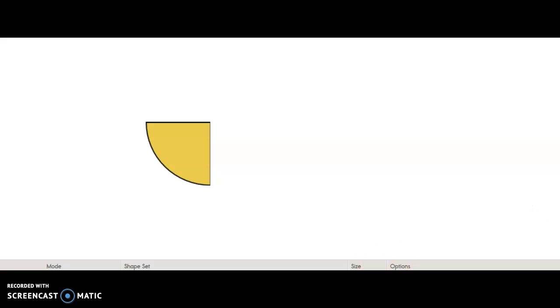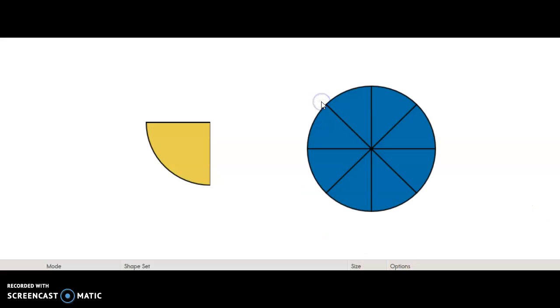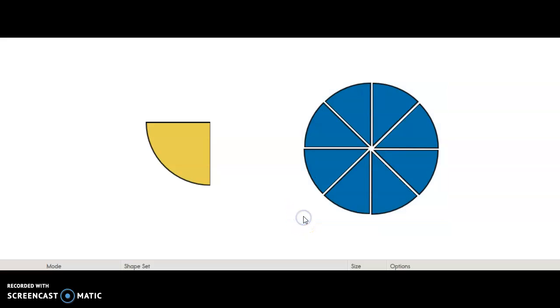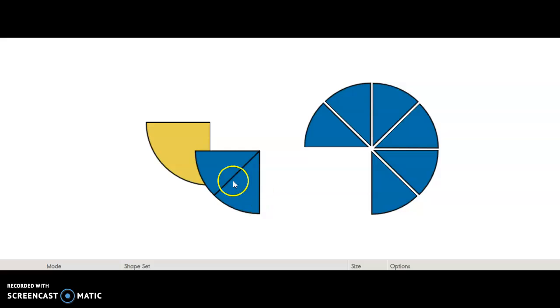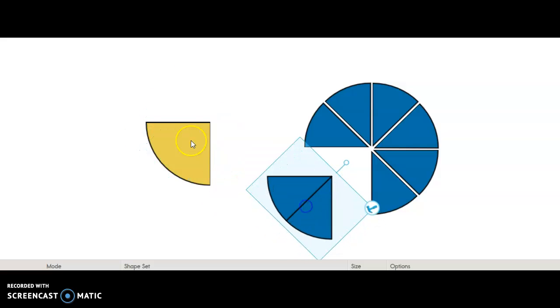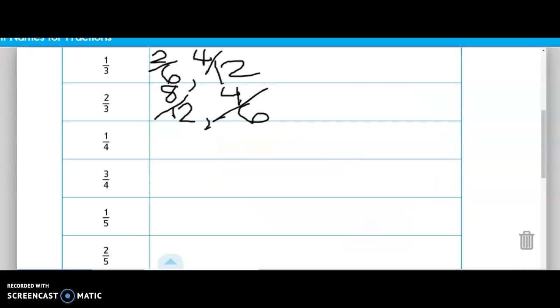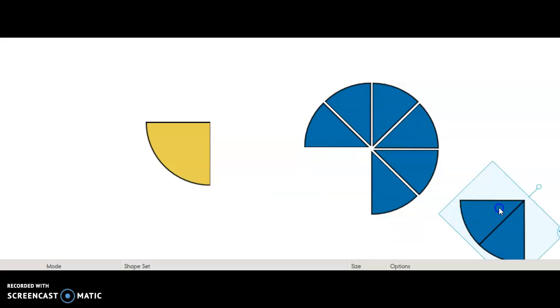So let me go to 8ths and break it apart. So let's see. 1's too small. 2, oh, 2 might be right. It is. So 1/4 is equal to 2/8. Let me go over here. 1/4 is equal to 2/8. I'm going to go back here and I'm going to try.